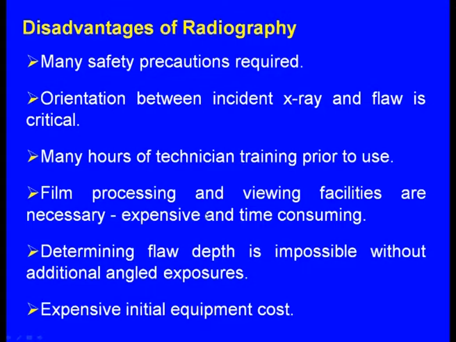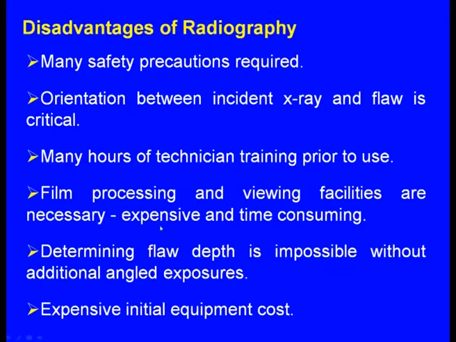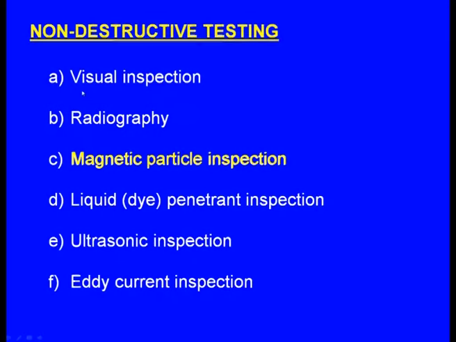Next one, film processing and viewing facilities are necessary, and these are expensive and time consuming. Next one, determining flaw depth is impossible without additional angled exposure. Next one, expensive initial equipment cost. The equipment is very costly, that is how the initial cost will be very high. So, we have completed visual inspection and radiography.